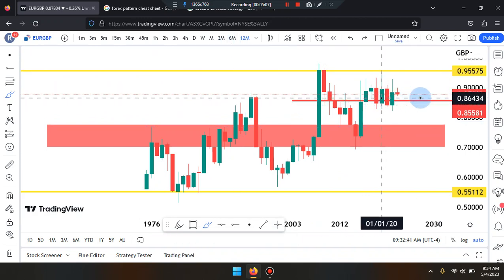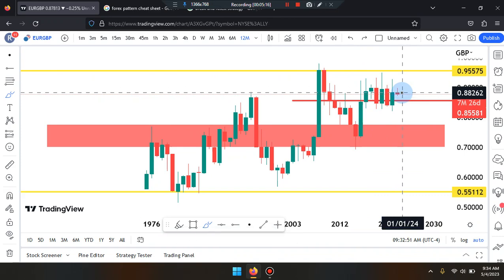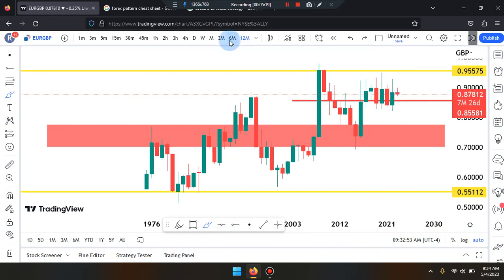Or that market can consolidate sideways, so we can continue to receive candles inside candles until that market is identified for the pattern, for the breakup, for the breakdown. Working our way to the 6-month time frame.